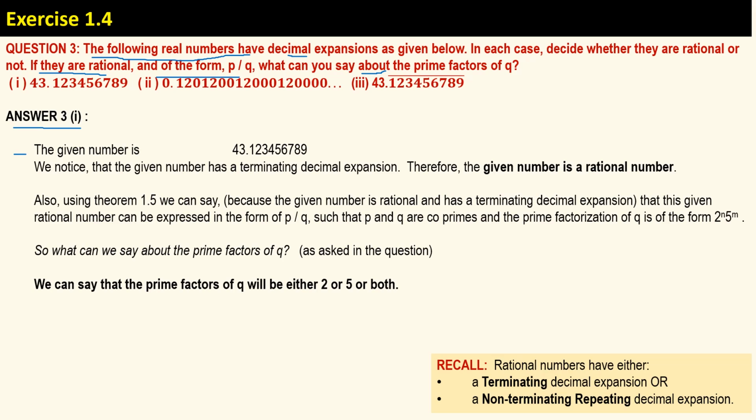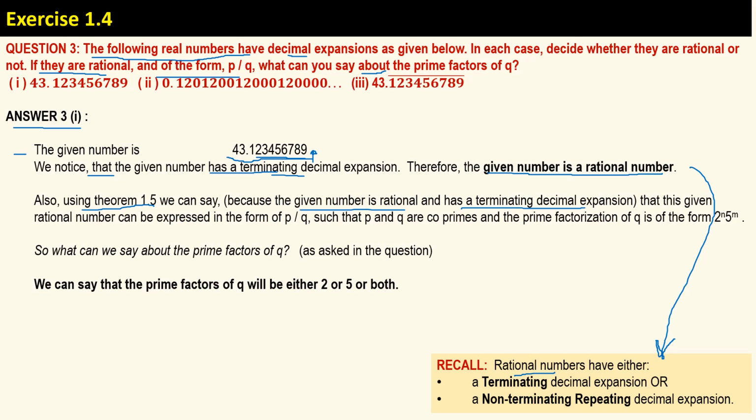The given number is 43.123456789. So we notice that the given number has a terminating decimal expansion, because if you see this decimal expansion, it is not going beyond 1, 2, 3, 4, 5, 6, 7, 8, 9. And therefore, using our knowledge about rational numbers, we can say that the given number is a rational number. Now we can use theorem 1.5, because the given number is a rational number and it has a terminating decimal expansion.